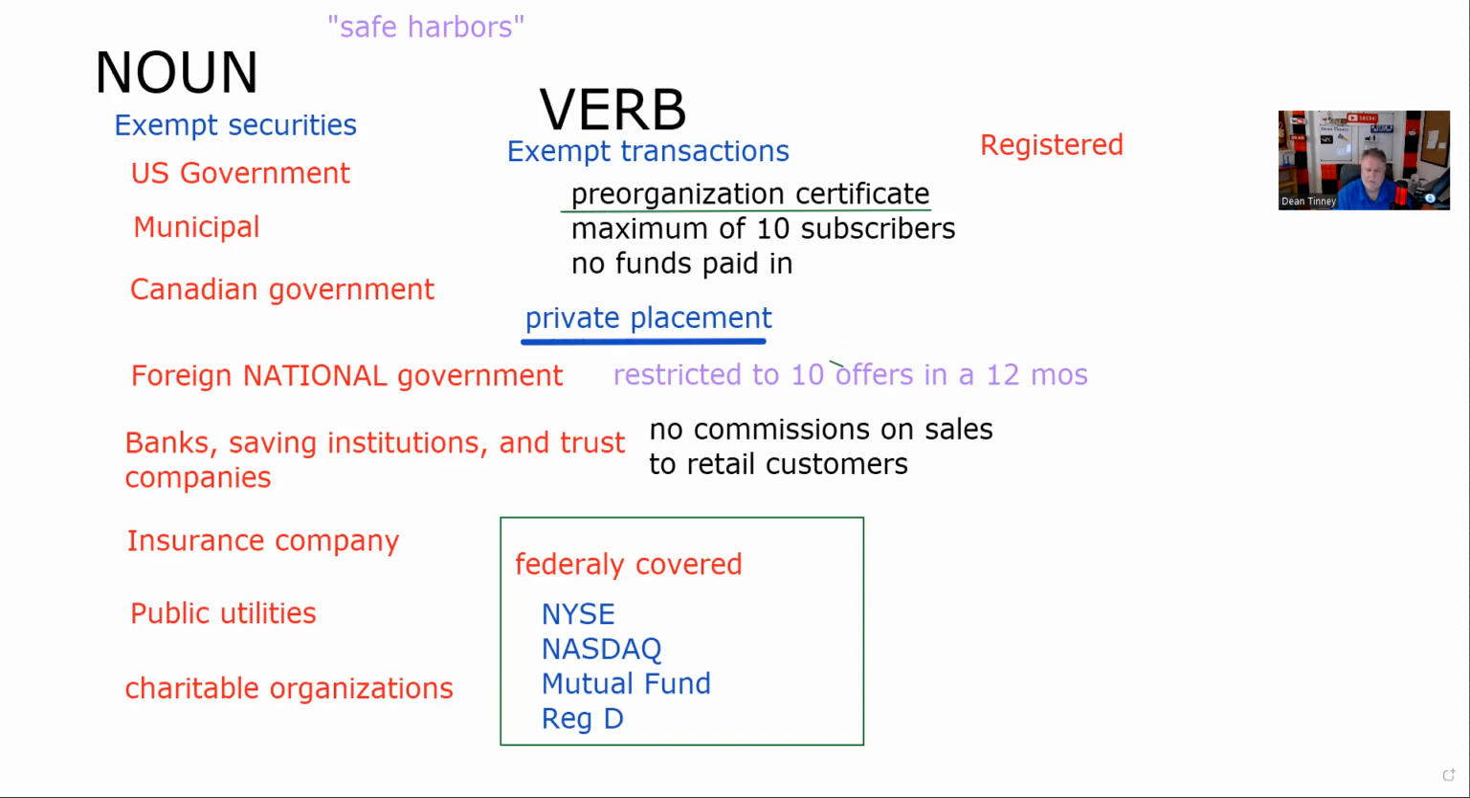We don't care about transactions with other BDs, right? Because again, BDs are capable of protecting broker-dealers. And we're talking about here protecting retail investors.